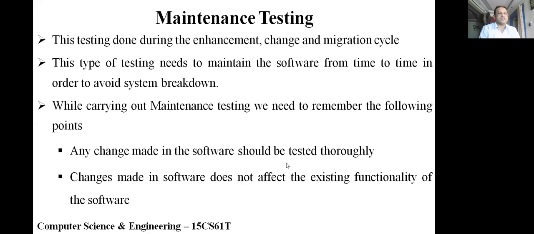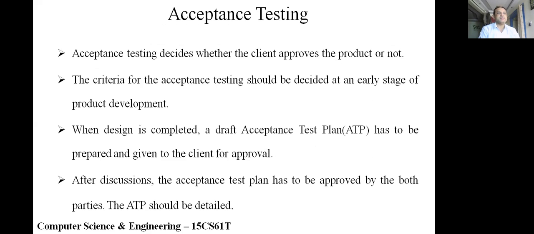That is the first type of testing we have discussed in today's class. Next, the next type is acceptance testing. So what is acceptance testing? Acceptance testing decides whether the client approves the product or not. You have developed the software, and the customer may accept it or may not accept it. So in the client's environment, you install the software and do testing there. That is what we call acceptance testing.